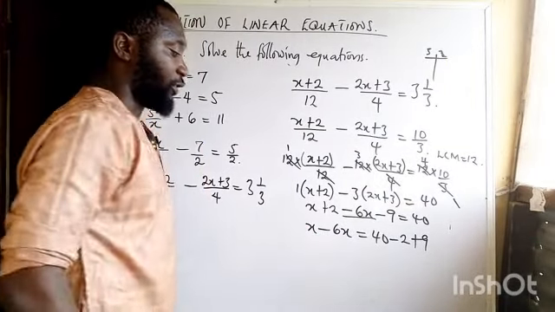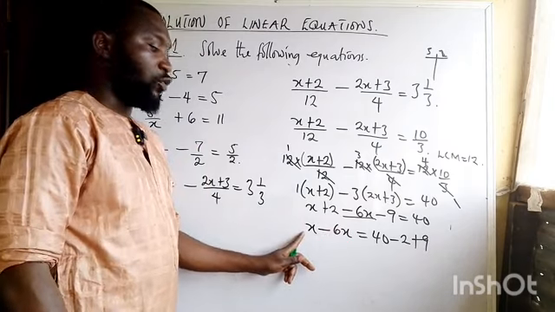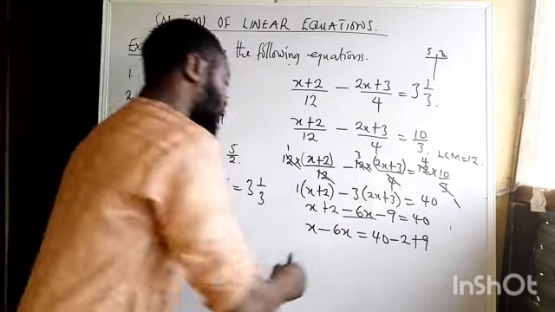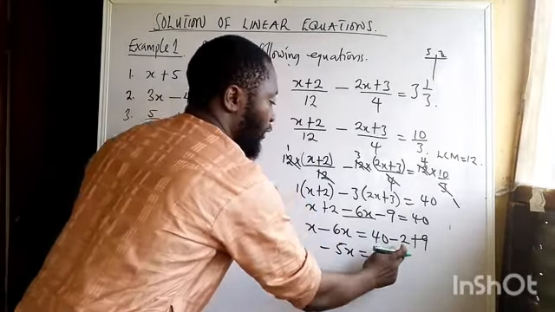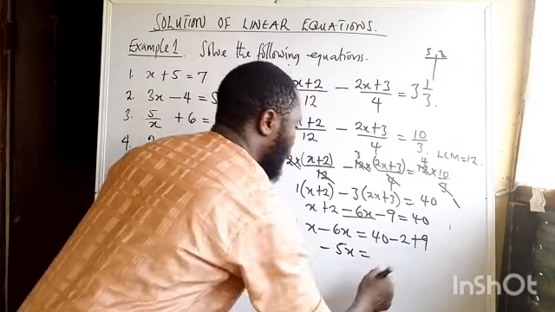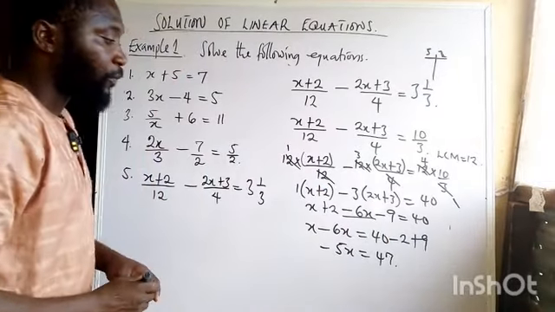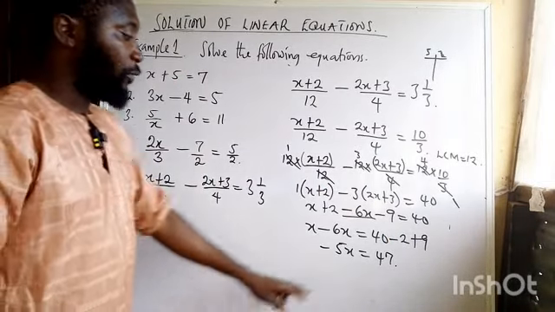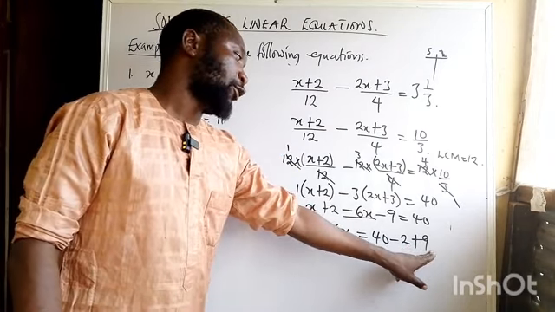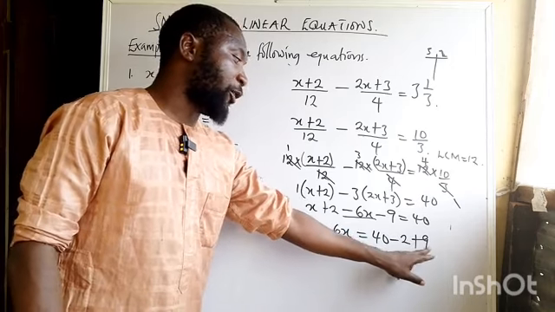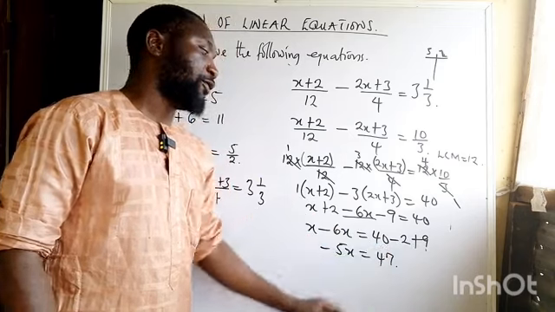x minus 6x. It's like you are taking 6 from 1. 1 minus 6 is negative 5, so minus 5x equals, this is 38. 40 minus 2 is 38. 38 plus 9, that's 47.